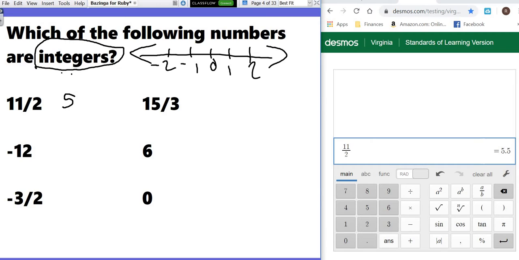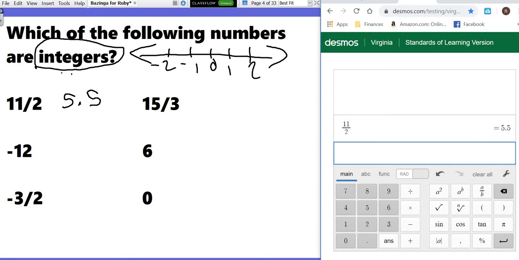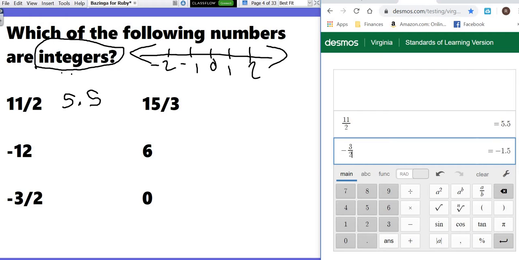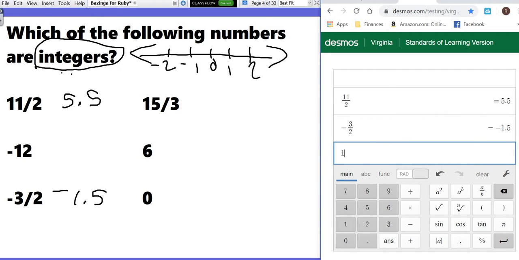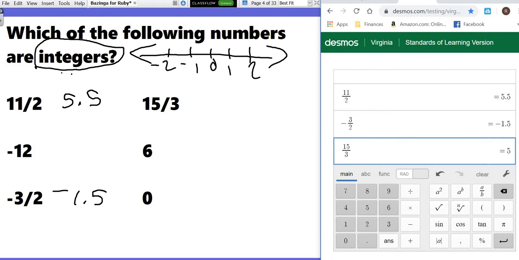This is 5.5, negative 12. So let's put in the next one. We don't have to put in negative 12. We already know what that is. Negative 3 divided by 2 is negative 1.5. And let's put in 15 divided by 3, which is 5. And then the other two are already in the right form.